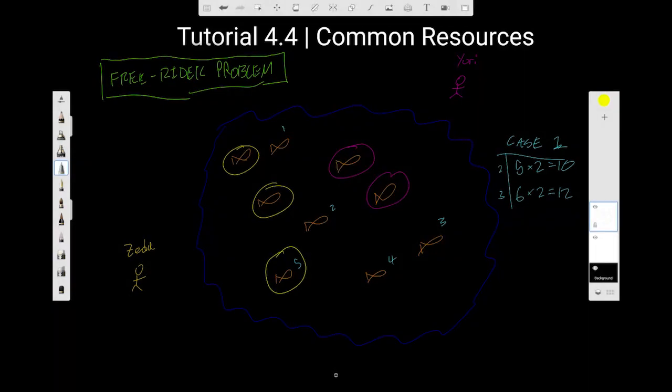It's good for me in the short term, and I'm imposing an externality on everyone, but mostly on Uri in the long run, because I'm going to be benefiting most from the fish. So let's go to case 2.